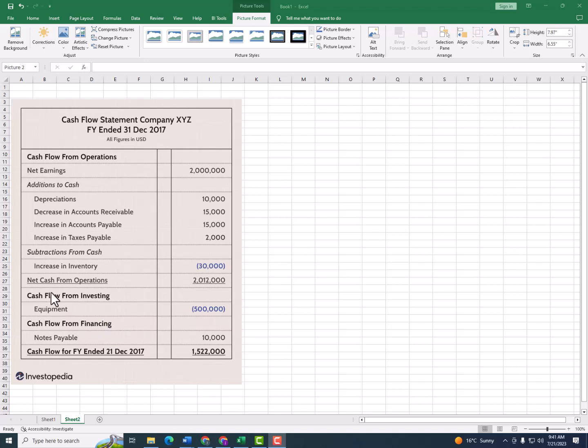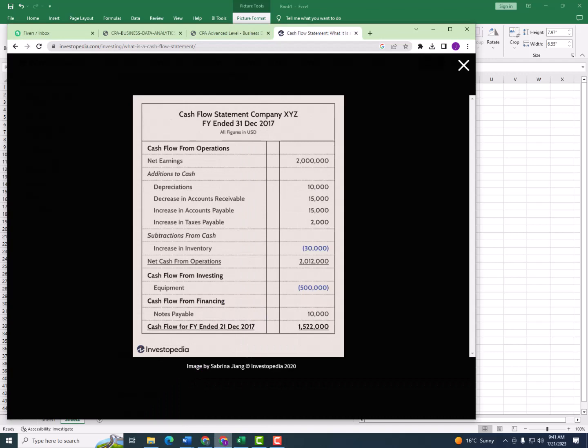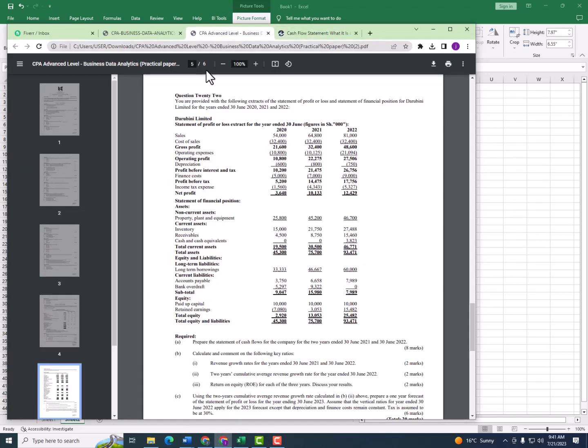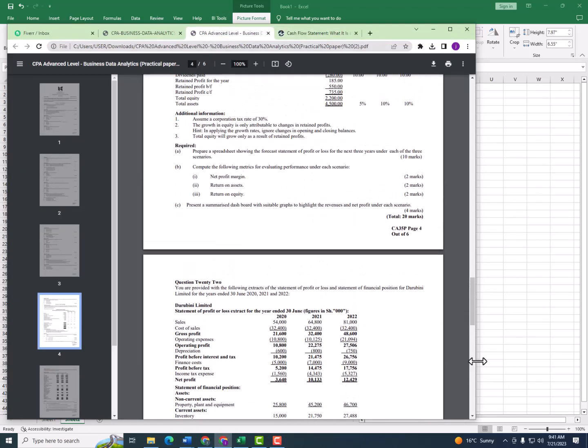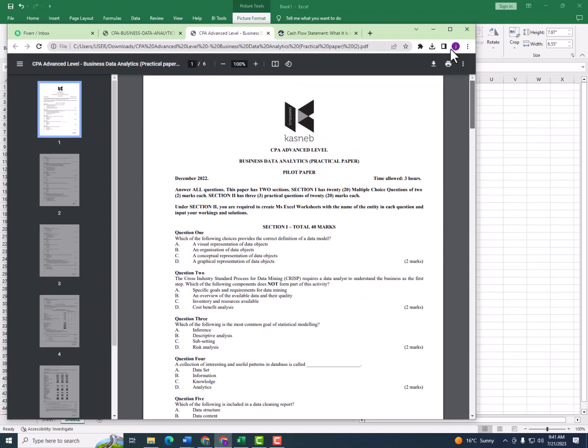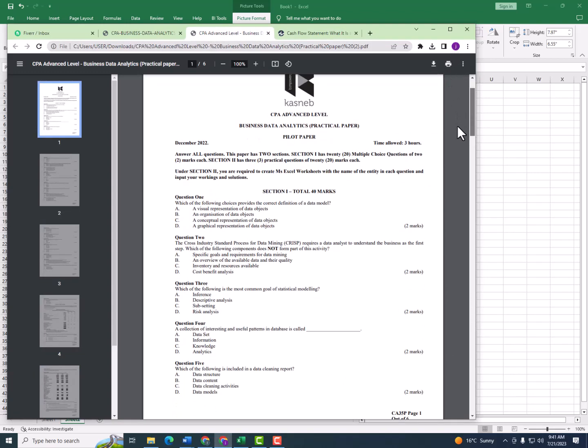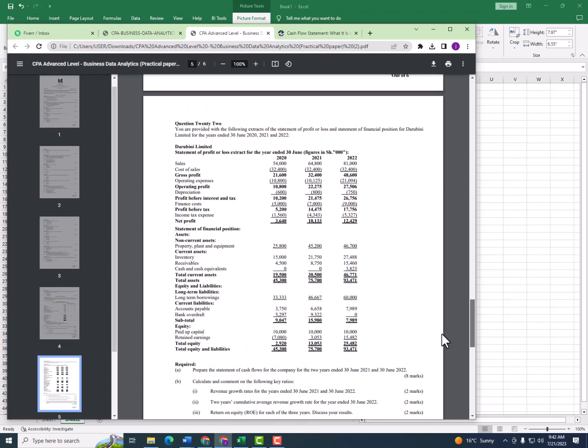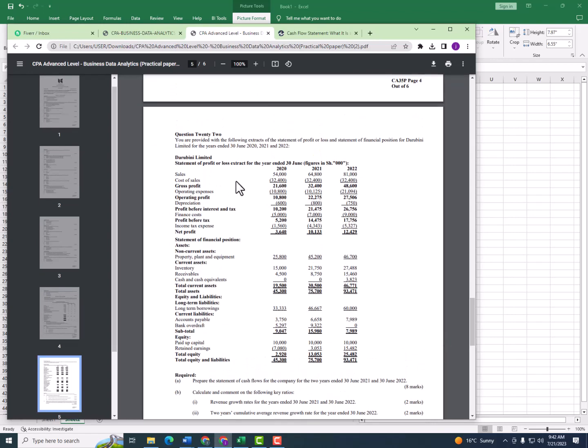Now, we have looked at the basic format of the cash flow statement, the theoretical bit. Now let us look at the practical bit. To do the practical bit, we shall use a past paper question, and this is the December 2022 pilot paper, question number 22.